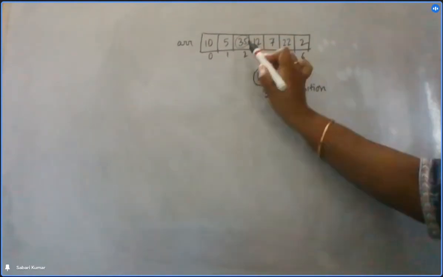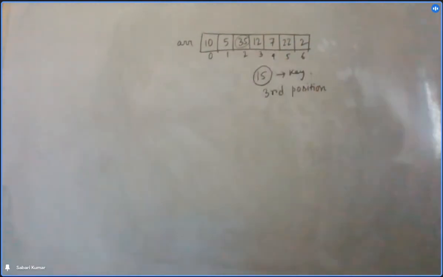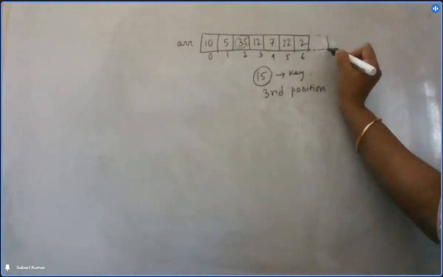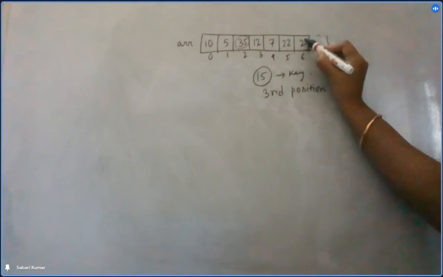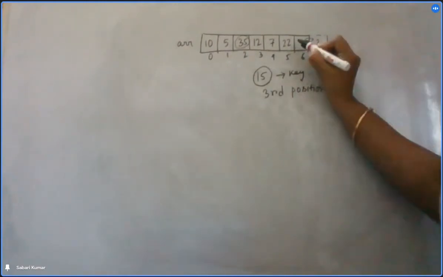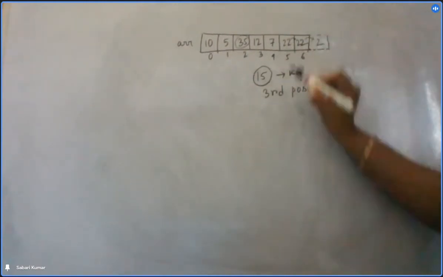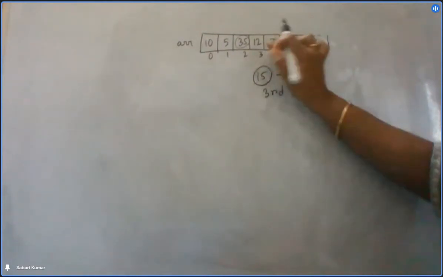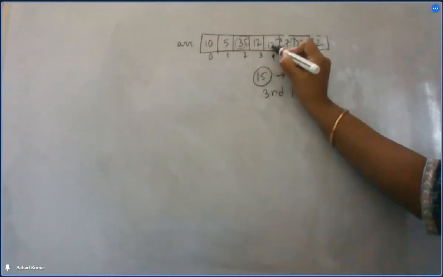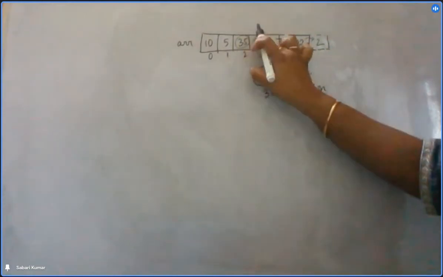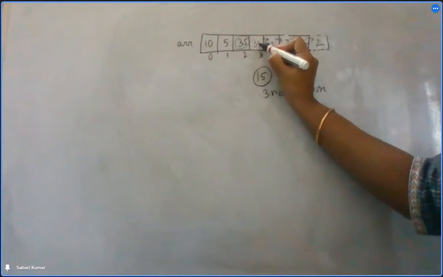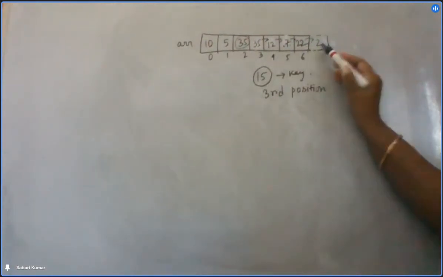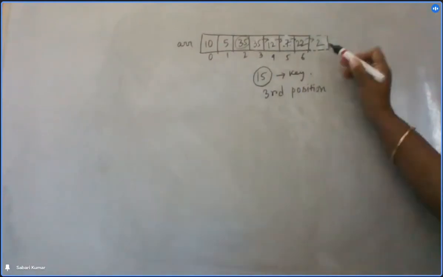Because when you are going to empty this particular position, you have to make another space. Why? Because this 2 will be moved over there, this 22 will be moved over there, this 7 will be moved over there, this 12 will be moved over there, and this 35 will be moved over there. So when this movement is done, the last element will be moved to the next location.